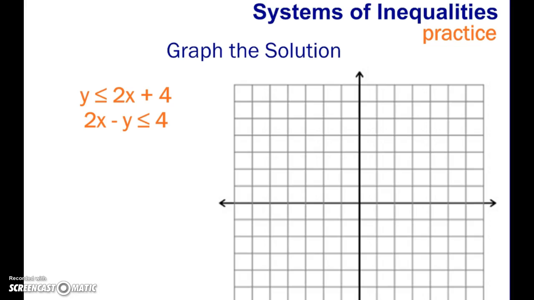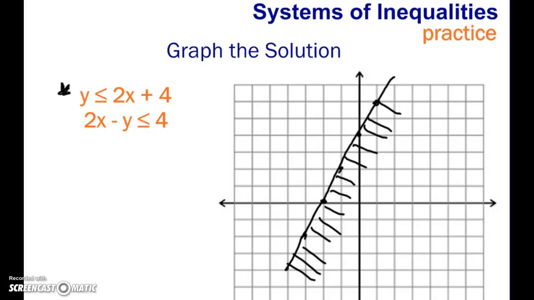Okay, another example. Y is less than or equal to 2x plus 4. 2x plus 4, we go up 4, 1, 2, 3, 4. Up 2 over 1, 2 over 1. Seems like the same line that I drew the last time. This time it's equal to, so it's a solid line. Okay, it's less than, it's still underneath. Now we do the next one.